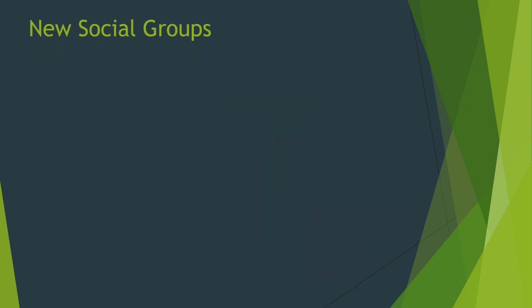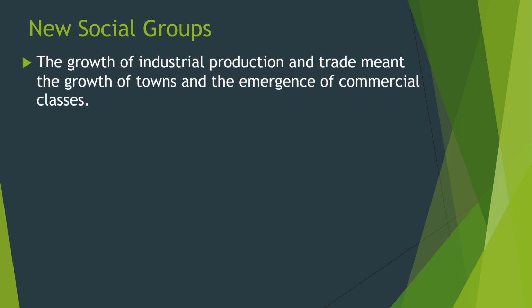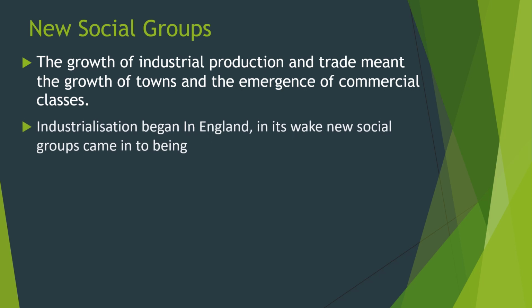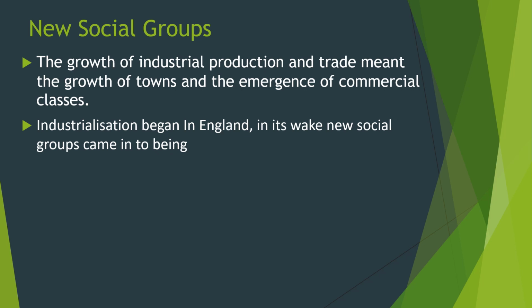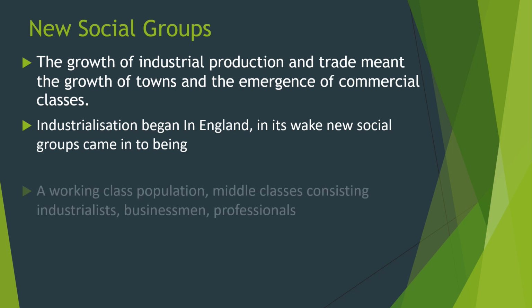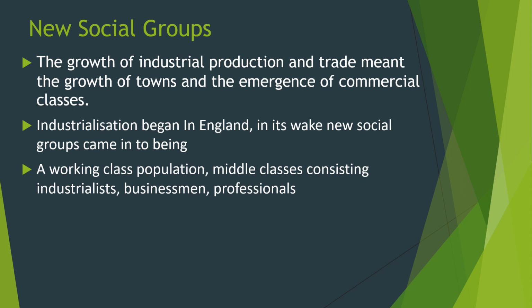Moving ahead, we must talk about the new social group, because the idea of nationalism emerged among these groups. There was growth of industrial production and growth of trade, and this facilitated the growth of towns and the emergence of commercial classes, those whose lives depended on trade. Industrialization started in England quite early, in the middle of the 18th century. But in the rest of Europe, it spread quite slowly. In countries like Germany, France and Russia, industrialization reached only in the early 19th century. So new social groups came into being in the wake of the industrial revolution.